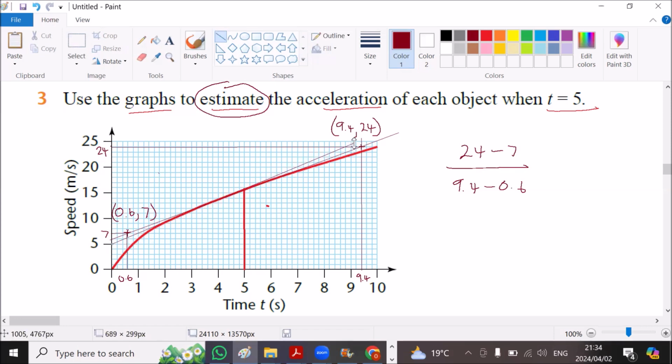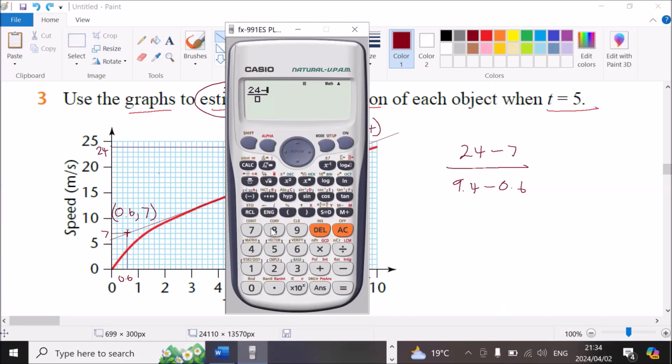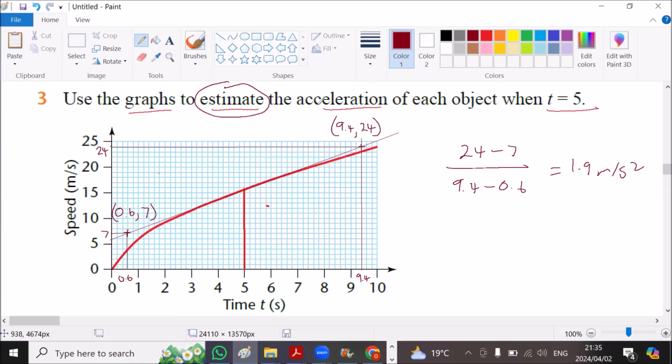Let's say this tangent there, you see, you can also work with this tangent. But as long as you are doing the right procedure, then they will mark. On a curve, put a tangent. Then find the gradient of the tangent. This can be worked out as 24 minus 7 over 9.4 minus 0.6, which is 1.9 meters per second squared.